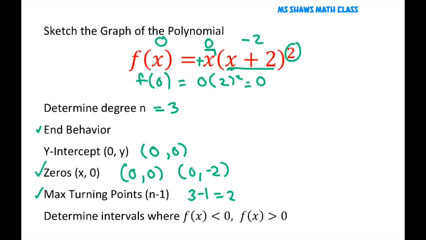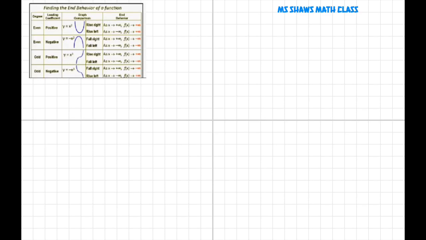So let's discuss the end behavior. Just remember that our degree is 3, which is an odd number, and it's positive. So when we look here, that has the form of y equals x cubed, which is something like this. Let me get that a little better. So our end behavior is right here. We're starting in quadrant 3 and ending in quadrant 1. So that's this part right here.